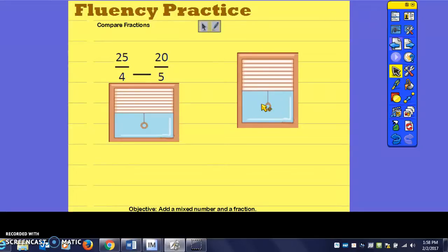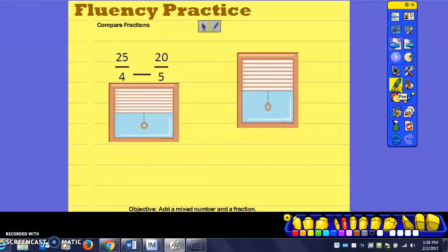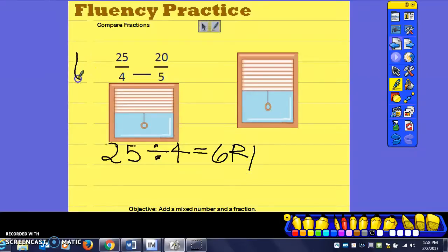Okay, so let's look. They're both improper fractions, so we're going to change it to a mixed number. So I'm going to do 25 divided by 4, and that gives me what? Good. That gives me 6 with a remainder of 1. So 25/4 is the same as 6 wholes and 1/4. Those are equivalent. They're the same.